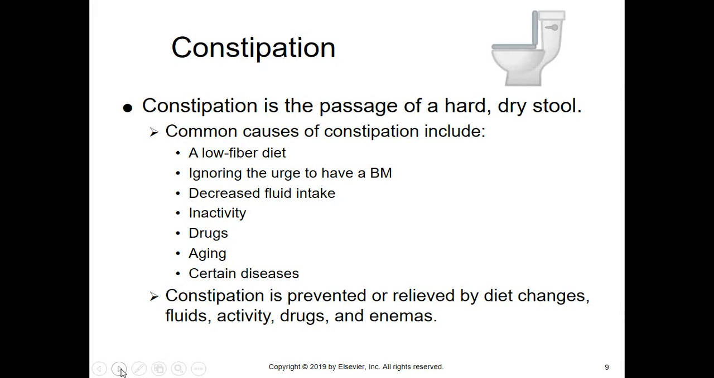So if we had to increase their oral intake and give them more water, we have to make sure we keep doing that so they don't become constipated again. Okay. So again, constipation right here is prevented or relieved. So they have it, you're going to relieve it by doing a diet change, increasing fluids, increasing their activity. Maybe the nurse has to get some drugs or enemas. And then once we have them going on a regular basis, we're going to do the same things to prevent it from happening again.